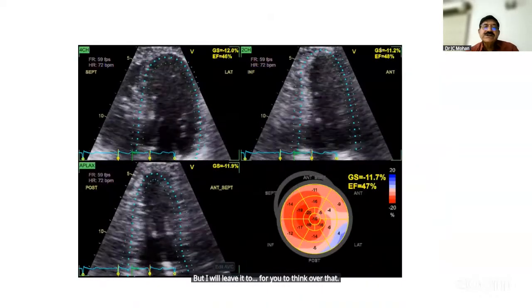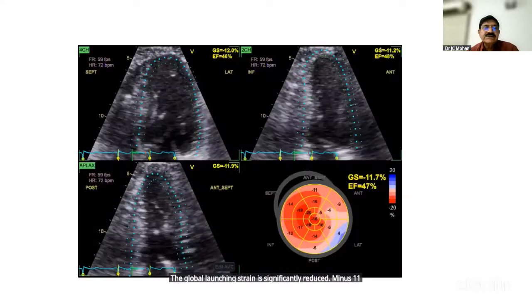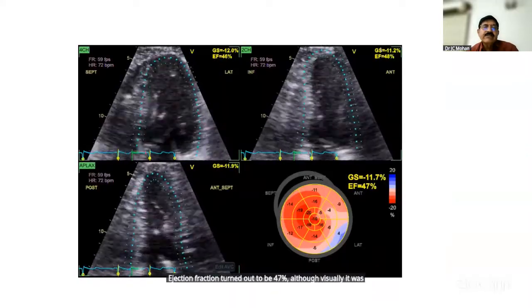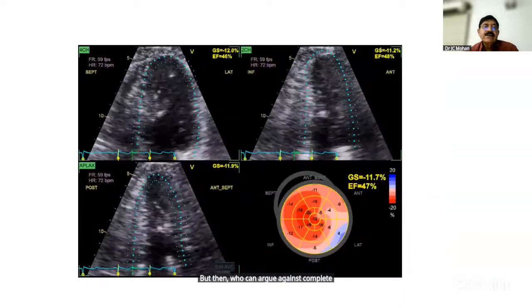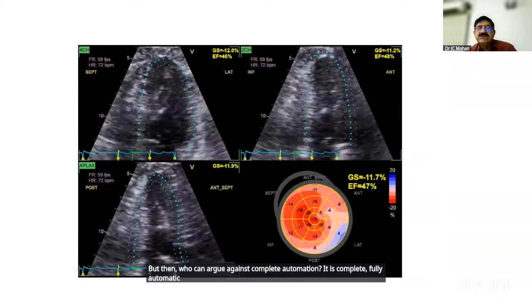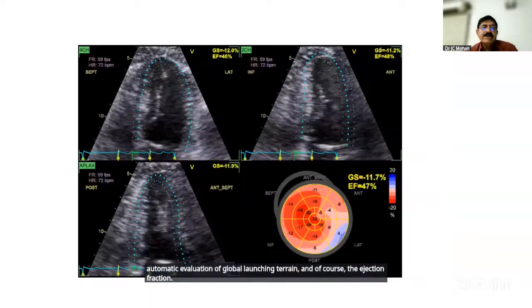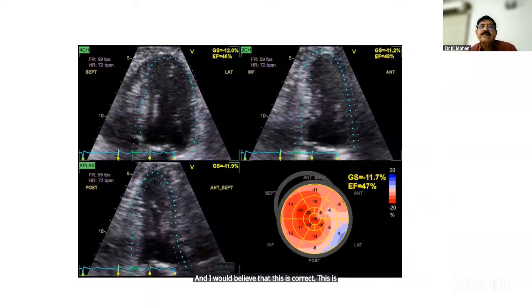The global longitudinal strain is significantly reduced, minus 11.7. Ejection fraction turned out to be 47%, although visually it was looking better. But then who can argue against complete automation? It is a fully automatic evaluation of global longitudinal strain and of course the ejection fraction. And I would believe that this is correct. This is what the values are.